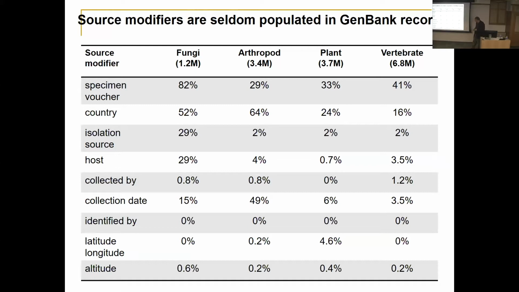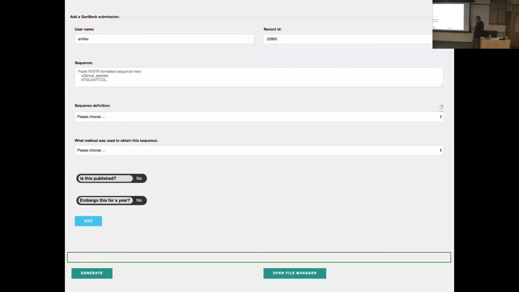Longitude data and altitude. So the reason, the emphasis behind creating this tool was all of this data right here already exists in the MyCoPortal. Why not just capture that data when you submit your sequence? And then all your source modifiers in GenBank will be populated. So I'll just very quickly show you what this tool looks like.